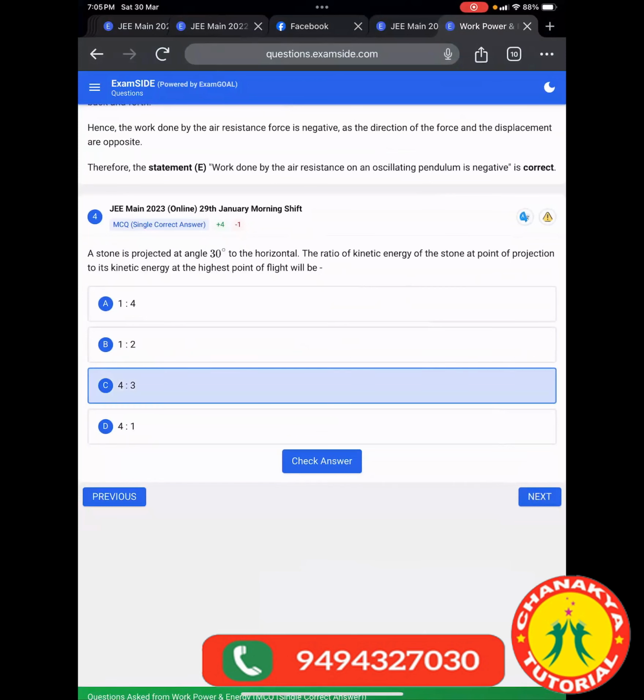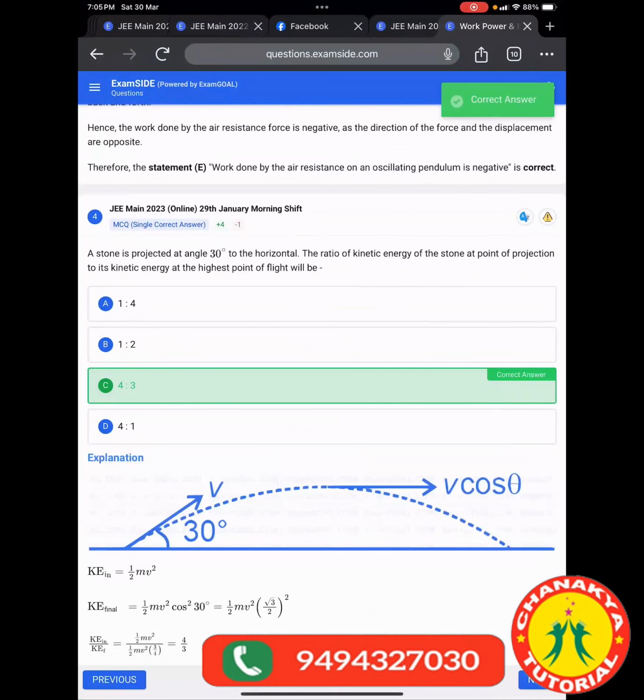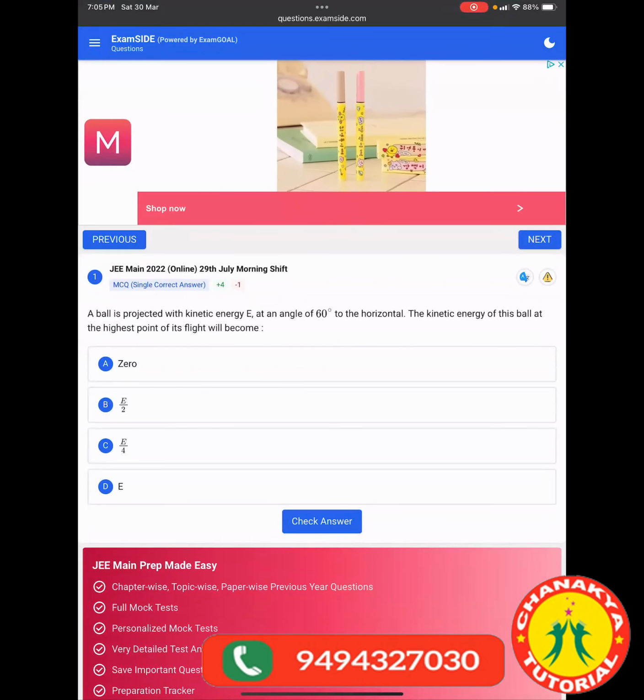So there is only one option, 4:3. Okay, guys. A ball is projected with a kinetic energy E at an angle of 60 degrees to the horizontal. The kinetic energy of this ball at the highest point of its flight is, in terms of E, you have to tell. Just now we saw, right? There it was cos 30 degree, here it is cos 60. Cos 60 is 1 by 2. So the ratio becomes 4:1. So it will be E by 4.